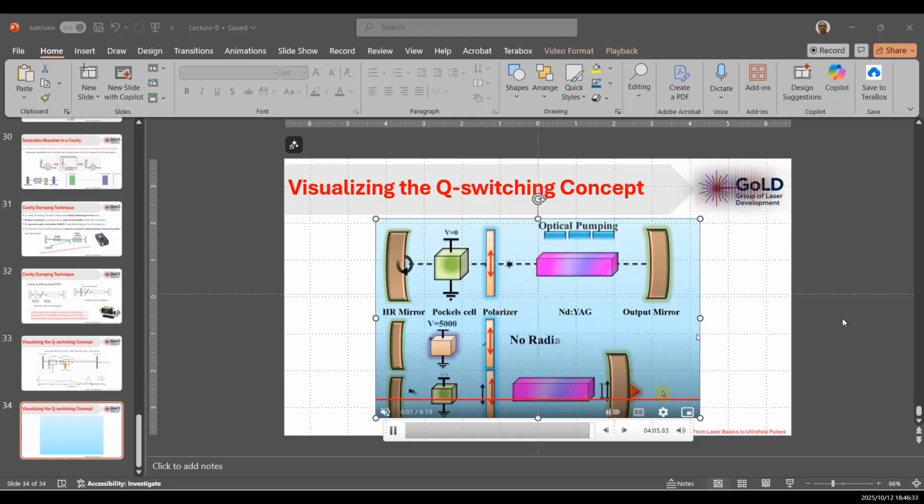And it will help you, because the next topic will be mode locking. Okay, so that is the ultrafast laser, the beginning of the ultrafast lasers. Understanding these devices is necessary, because in mode locking we need these kinds of devices.